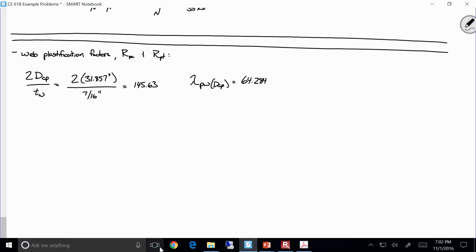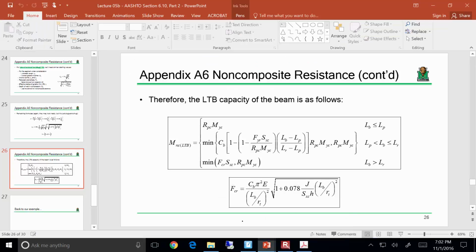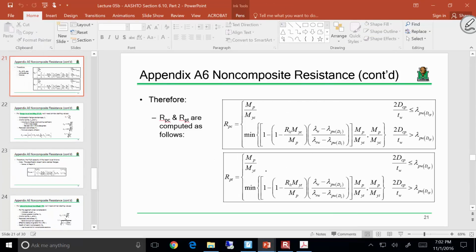I'm going to hop back and forth between the PowerPoint a little bit because I want to make sure everybody's following along. Here are our equations for web plastification factors. If this slenderness is less than or equal to this limit, here's your RPC and RPT. That would have been nice, but we're not quite there. We've got to calculate this. Luckily, it's all fairly plug and chug. We've got our hybrid girder factor, which is 1. We know MYC and MP, and we have all of these computed. Everybody okay with this? All right.